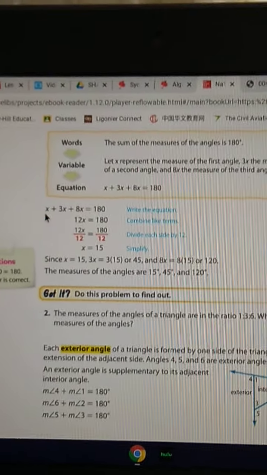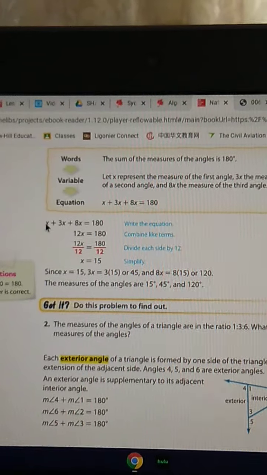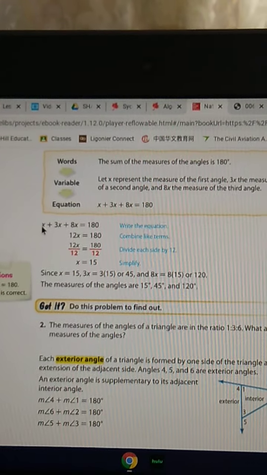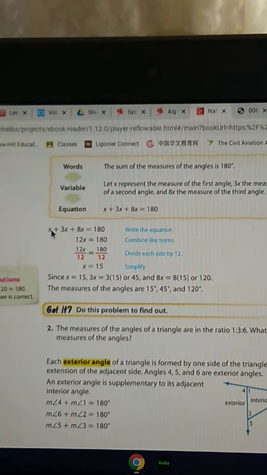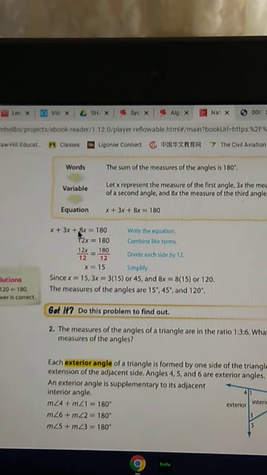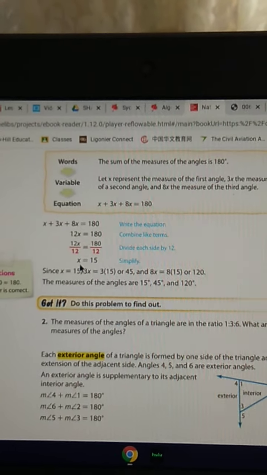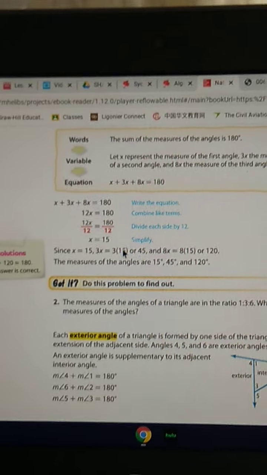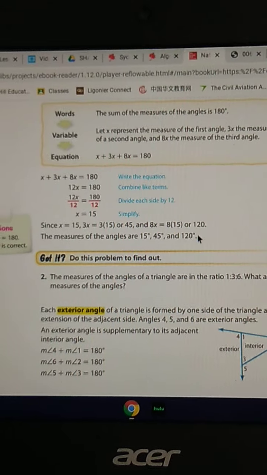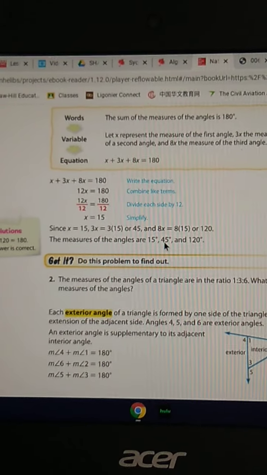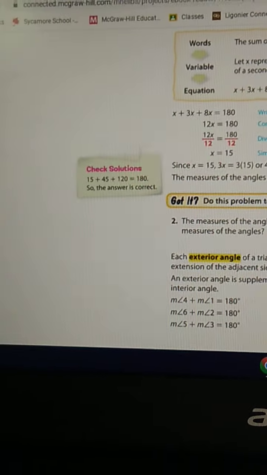But let's say we don't know what x is, but we know what their ratios are. Then you just put the ratio as the coefficient in front of the x. You let x represent the measure of the first angle. So that's x, the first one. The second one is 3 times that. The third one is 8 times that. They will add up to 180, and then you can solve for x, which is 15 in this case. So if the first angle is 15, then the next angle will be 45, and the last angle will be 120. And then if you add them up, you will see that they do add up to 180, and that will prove that it was correct. That's how you check.